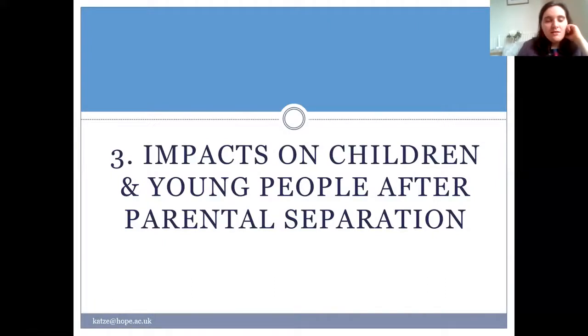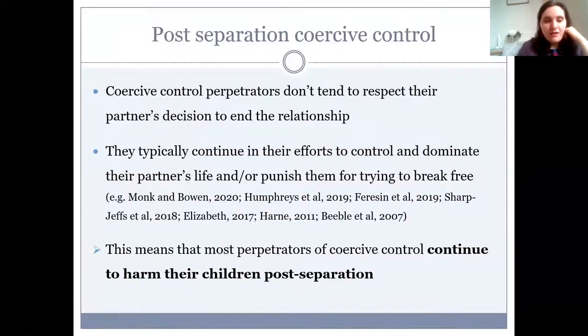So I'm going to just take a quick look at what happens post-separation before I conclude. Coercive control perpetrators don't tend to respect their partner's decision to end the relationship. They typically continue in their efforts to control and dominate their partner's life, and or punish them for trying to break free. And there's much research on this from multiple countries. This means that most perpetrators of coercive control continue to harm their children post-separation. So separation doesn't equal safety for the mother or children.